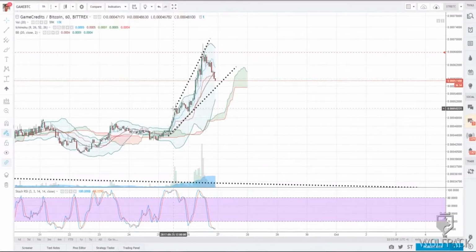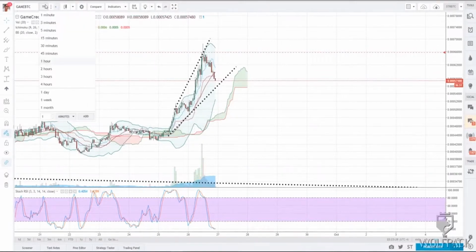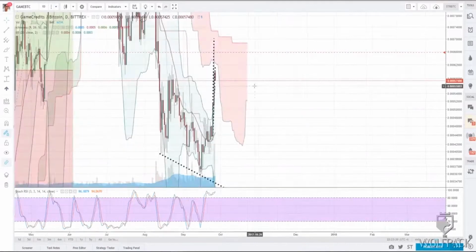Resistance is whenever the price is under it. So it's basically that simple. If the price is under a line, the line above it is considered a resistance. If the price is above a line, the line under the price is considered a support. And you can stretch this out as far as you want.